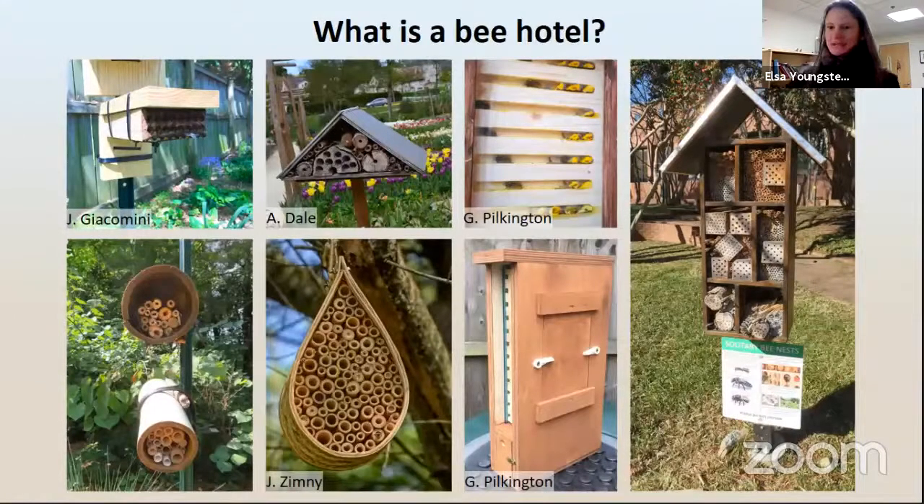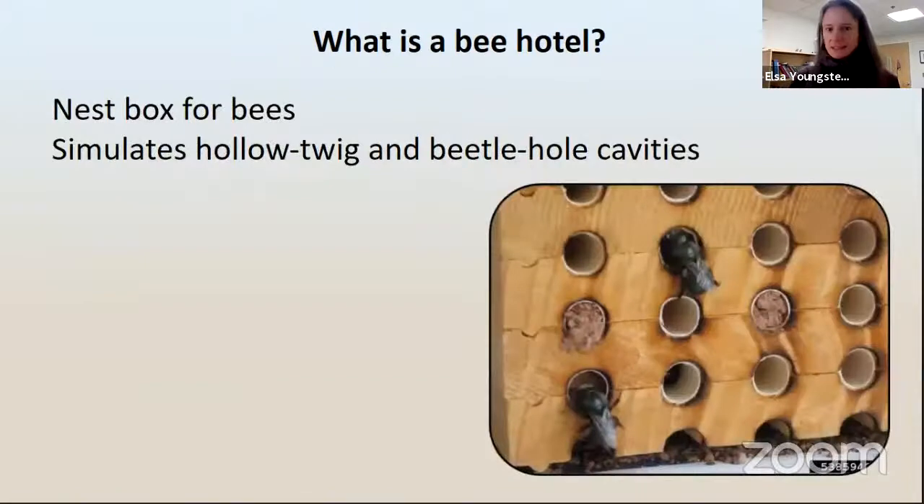What is a bee hotel? I imagine that if you're here, you have some sense of that already, but they come in a huge variety of shapes and sizes, like as shown in this picture. But really, at their essence, they're all nest boxes for bees. They're essentially like a birdhouse, except they're for bees. And they all contain nesting tunnels that simulate a habitat that can go missing in areas where a lot of people are living and managing the landscape.